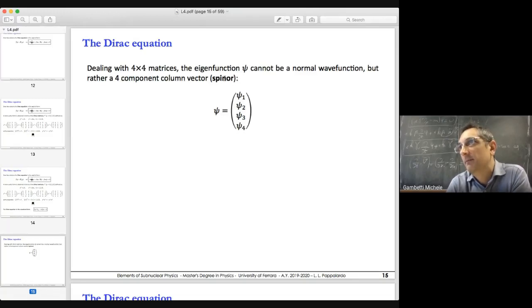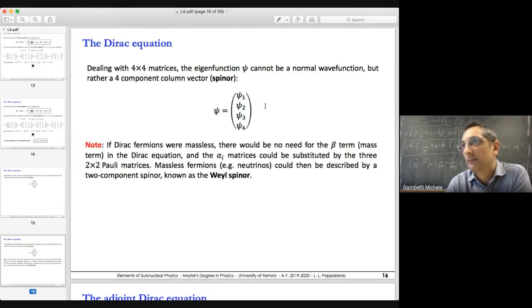The reason, as you see, is related to spin, and this will be clear in the next lesson, next Wednesday. So the solution of the Dirac equation must be a 4-component wave function, or spinor.